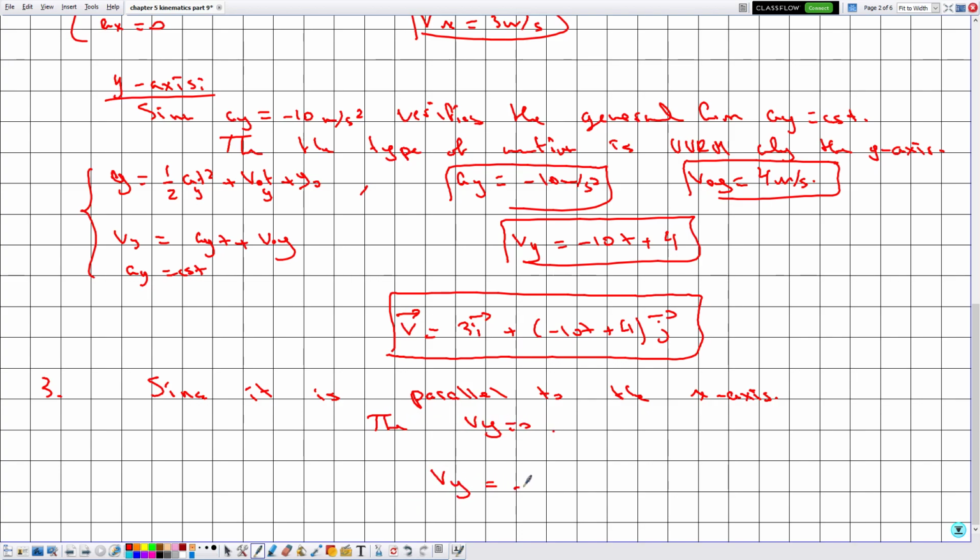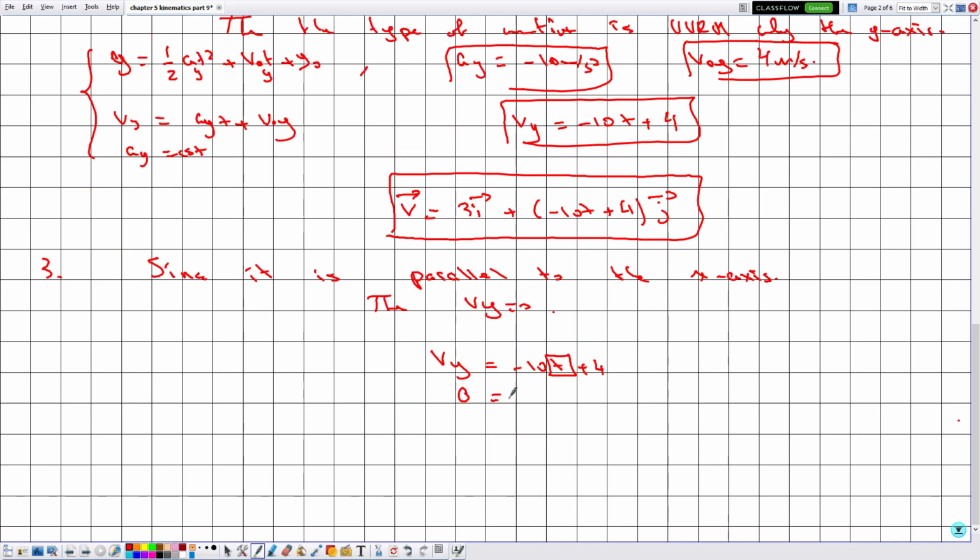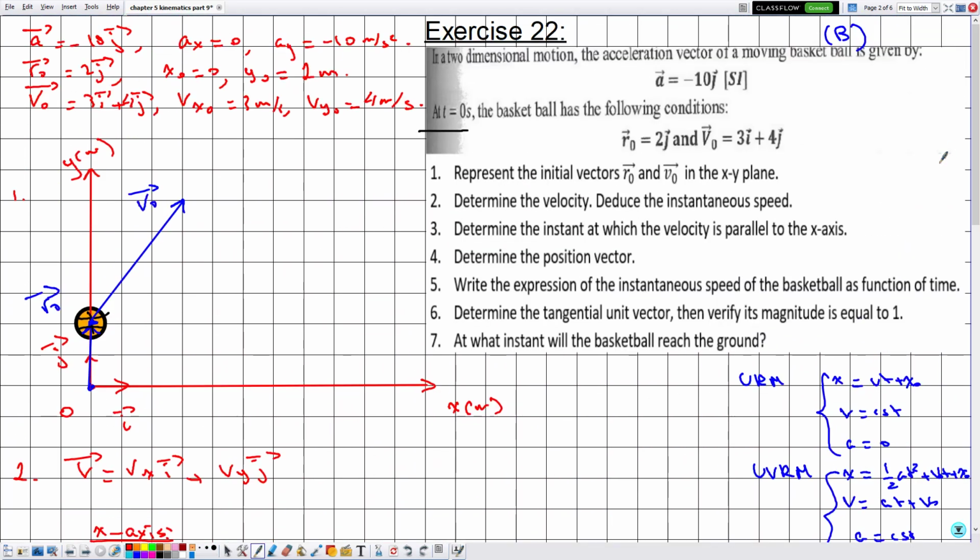But vy is equal to -10t + 4, knowing that we are interested in determining time. What's the type of this equation? A linear equation in time. Then 0 is equal to -10t + 4, which means t is equal to 4 divided by 10 seconds. Notice that this is a positive number, so this is accepted. So the time at which the velocity of the ball is parallel to the x-axis is 2/5, which is equal to 0.4 second. So this instant corresponds to the instant in which the velocity of the ball is parallel to the x-axis.